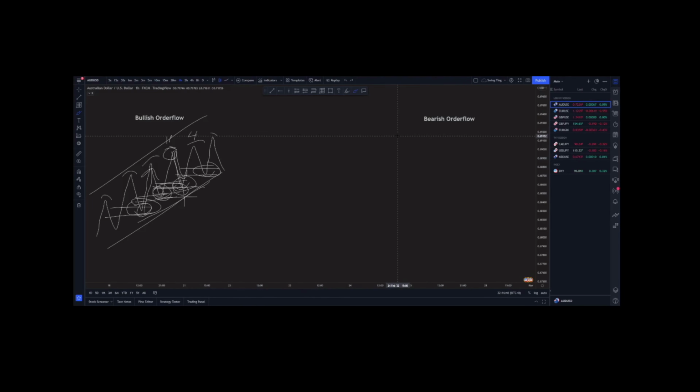Now for bearish order flow, it's the exact same thing, just in the opposite direction. You're going to see the market move like this. We're going to be creating lower lows and lower highs. As we approach the market down, we're going to be creating more lows and more lower highs. In these regions, you're going to see valid mitigation points for them as well.